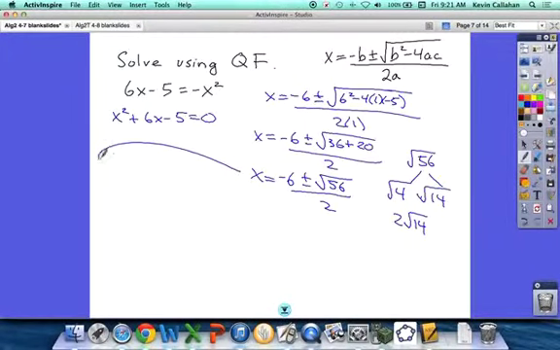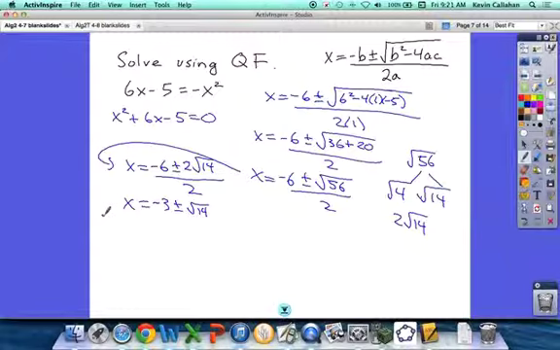So that makes this x equals negative 6 plus or minus 2 times the square root of 14 divided by 2. Now this 2 divides evenly into 6, and it divides evenly into 2, so we factor it. x equals negative 3 plus or minus the square root of 14.